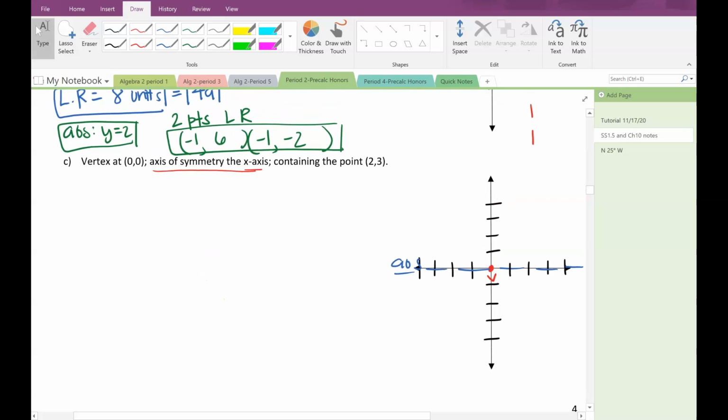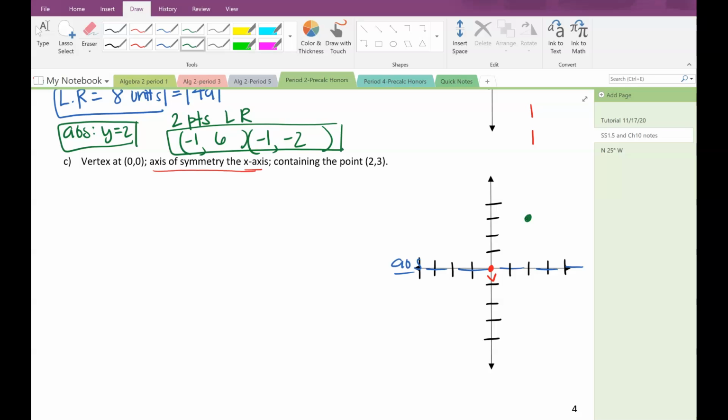Okay, what else did it give us? It contains a point 2, 3. So when you see "contains a point," that means 2, 3 is going to be on the graph. So let's plot that point. 2, up 3. So it's on that curve. We don't know where the focus is. We don't know how far the latus rectum is. So let's go and figure this out.